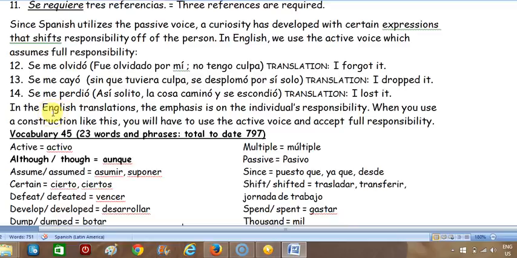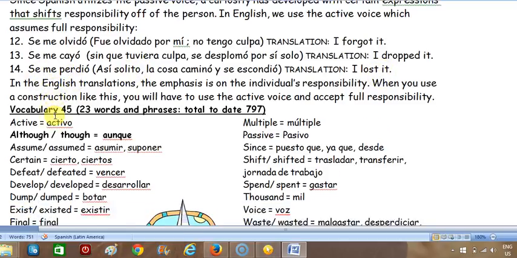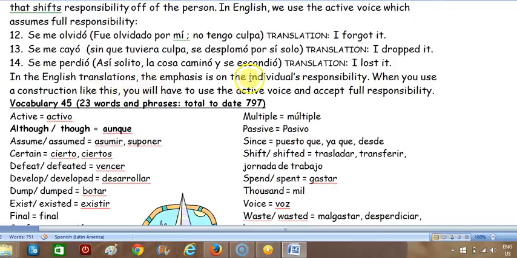Well, regardless of whether you agree with me that Spanish doesn't seem to assume responsibility with these sentences, that's kind of a cultural take that I have. I may be wrong. But in English, these are the only options you have for these translations. So you're going to have to use the active voice sentence in English. All right, very good. And in the English translations, the emphasis is on the individual's responsibility. When you use a construction like this, you will have to use the active voice and accept full responsibility.